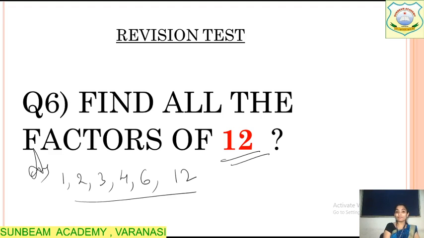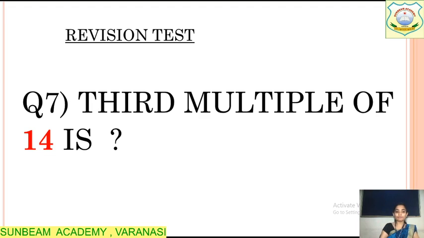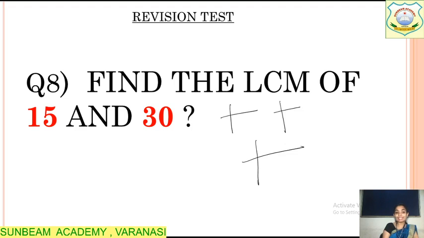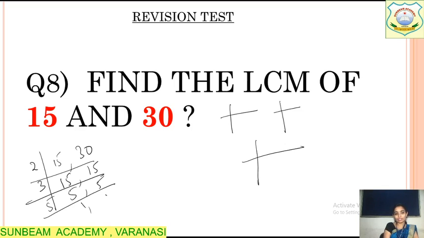Now question 7. Third multiple of 14. So if we want third multiple, we need to multiply 14 threes are, that is 42. Got it? Next, find the LCM of 15 and 30. We can find out like this. 15, 30. If we divide by 2, we will get here 15. If we divide by 3, we get here 5. Divide by 5, we get here 1. So 2 threes are 6. 6 fives are 30. We got 30 as a LCM.